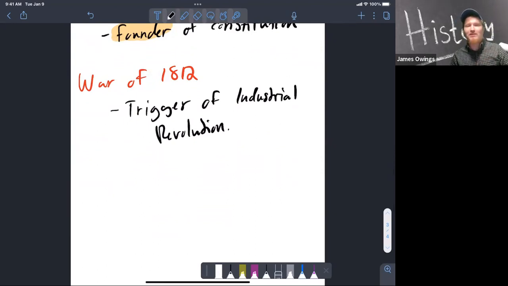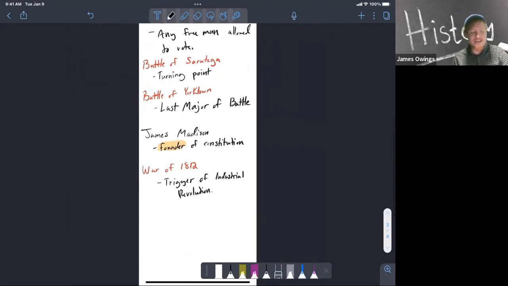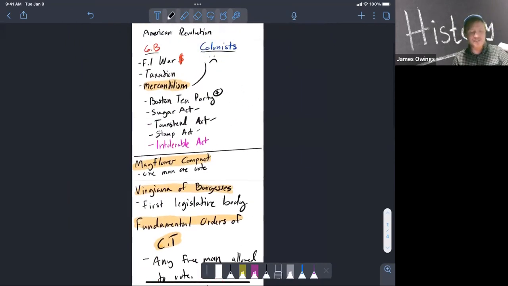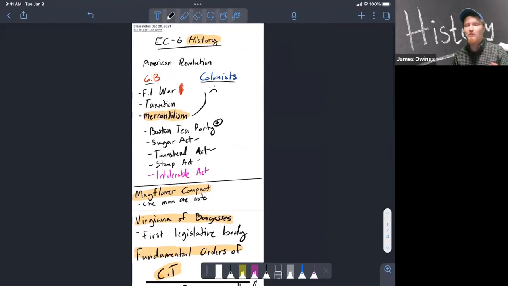I want to stop here because we're going fast and I want to slow down a little bit. Is there any specific details that I've mentioned that you'd like to know a little bit more about? Anything in particular?